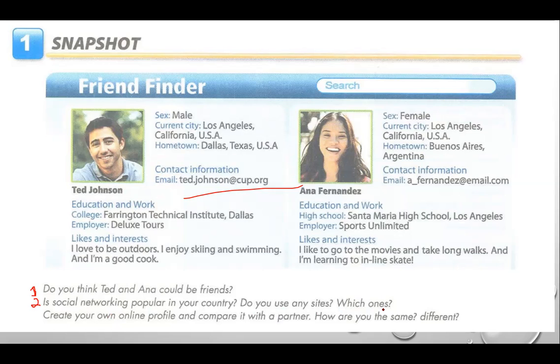Maybe you're the type of person who thinks that social media just brings problems to you. Okay? And that's okay. Entonces, recapitulando.